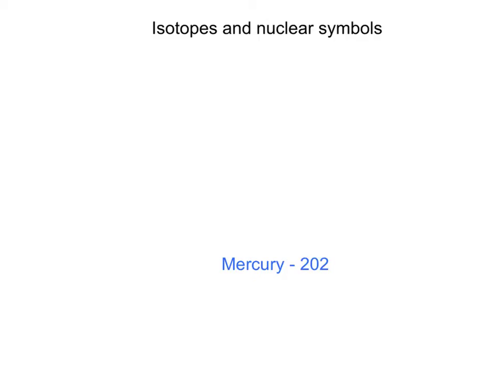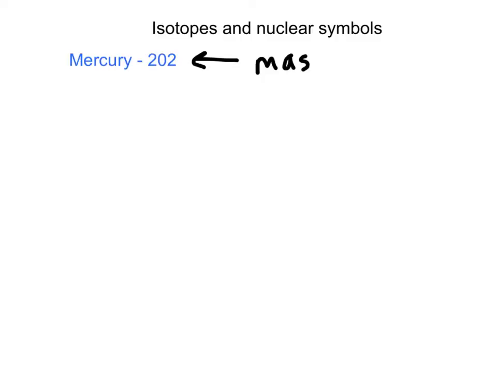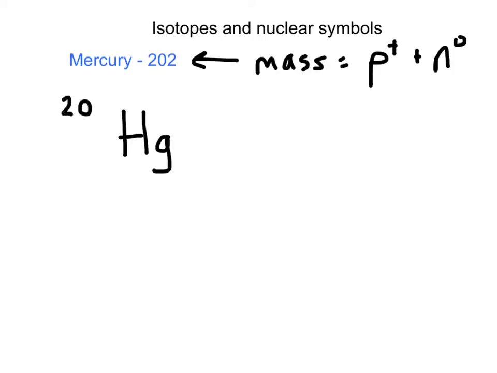Okay, so now we're going to talk about isotopes and nuclear symbols. Say we had the isotope mercury 202. This number is the mass number, and the mass number is equal to the number of protons plus the number of neutrons. Now to write the nuclear symbol for mercury, mercury is Hg, capital H, small g. We're going to take that mass number, and that's going to be written on top, 202. And on the bottom, we're going to write the atomic number, which for mercury is 80 from the periodic table.